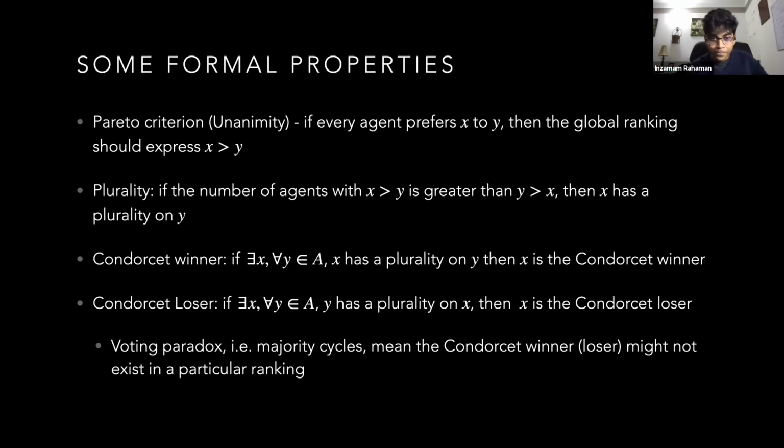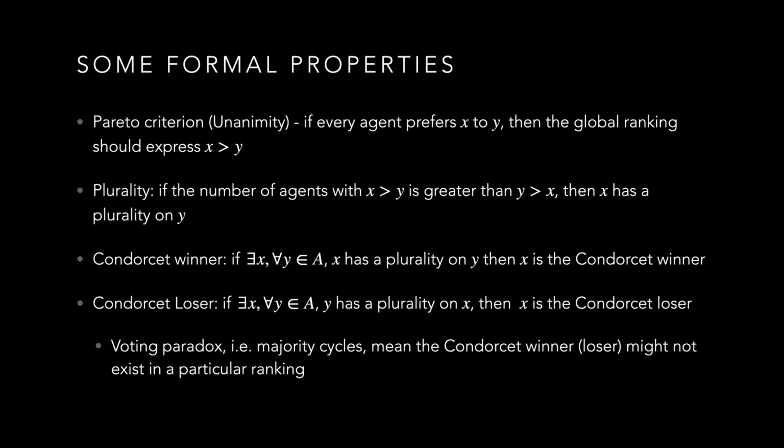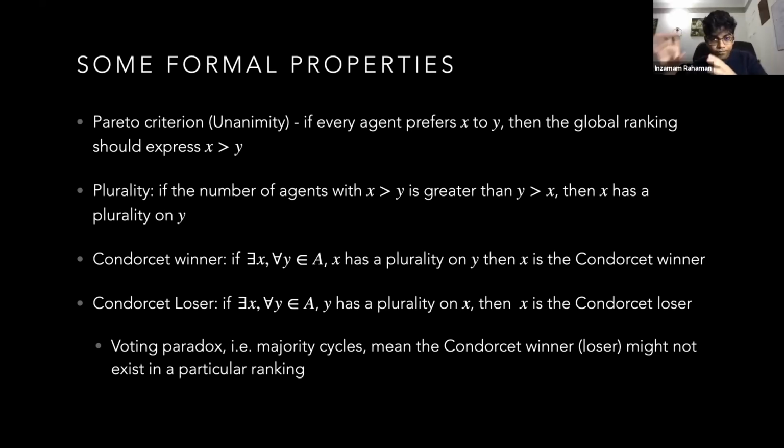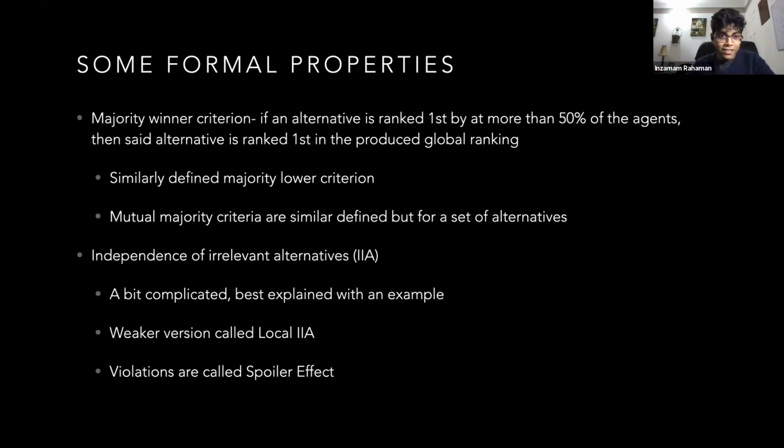So a method that ensures this would happen satisfies the Condorcet loser criterion. Now, one thing that's interesting is that some methods might be prone to what's called a voting paradox or a majority cycle. What this means is that relationships are presumed to be transitive, but some methods output an intransitive global ranking, right? And of course, you want to avoid that, because you can't do anything with an intransitive ranking like that.